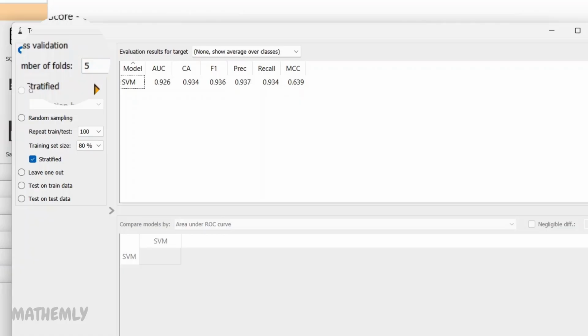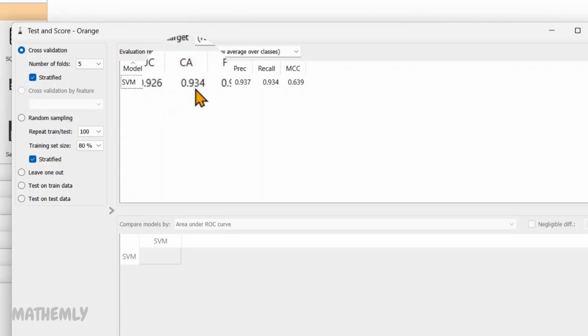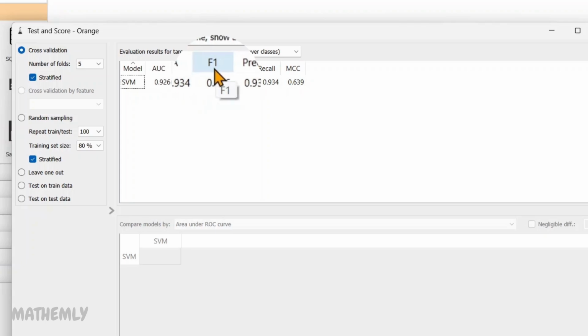Let's take a look at the performance metrics. The area under the curve score is 0.926, which indicates the model's ability to distinguish between customers who will accept the loan and those who will not. The classification accuracy is 0.934, meaning that 93.4% of the predictions were correct. However, accuracy alone is not always a reliable measure, especially when dealing with imbalanced datasets, so additional metrics must be considered. The F1 score of 0.936 represents a balance between precision and recall, ensuring that the model performs well across both measures.